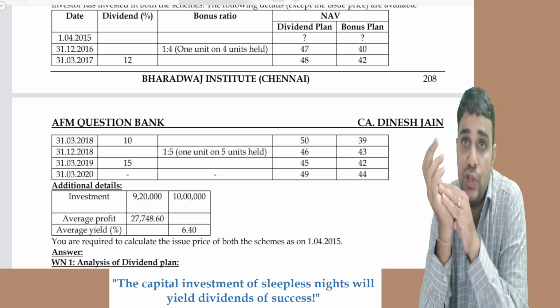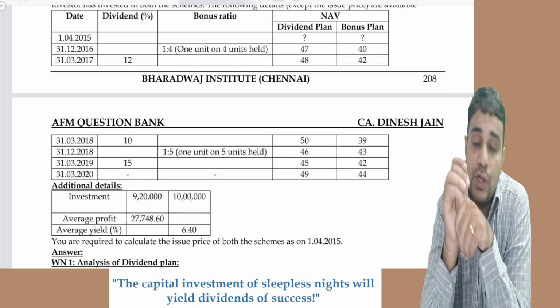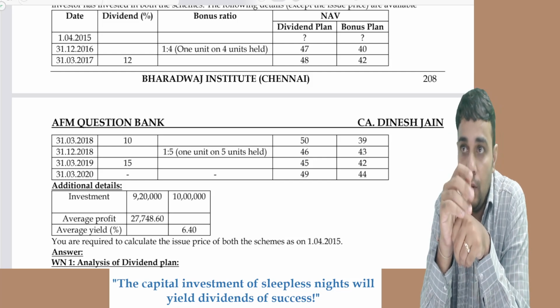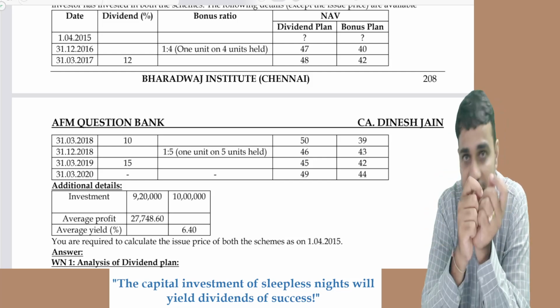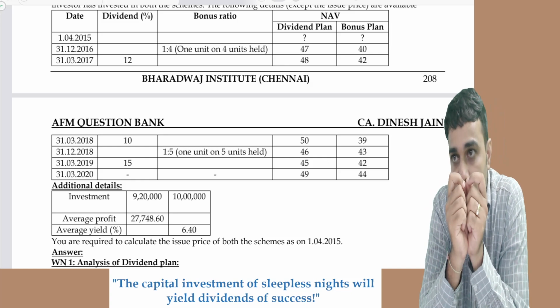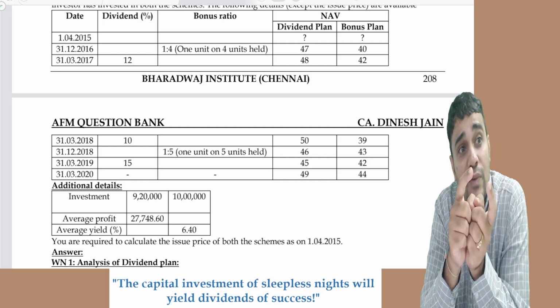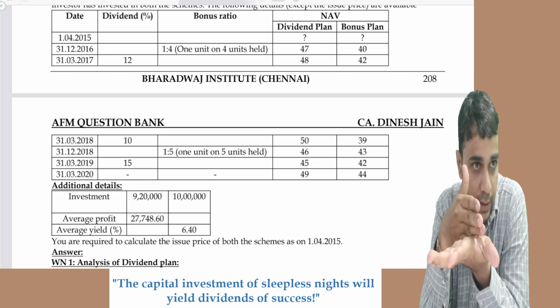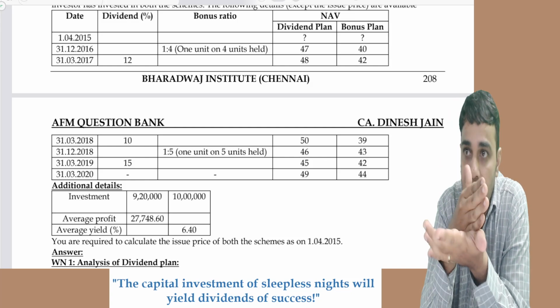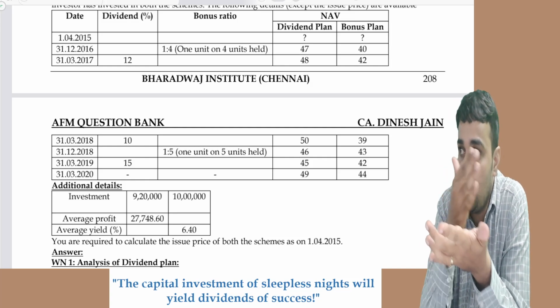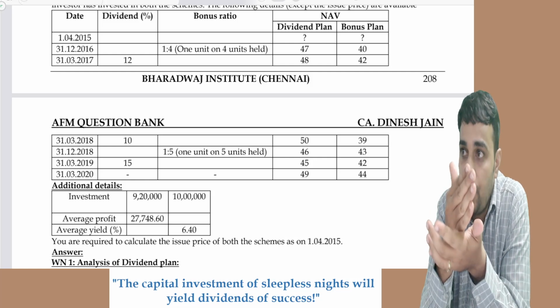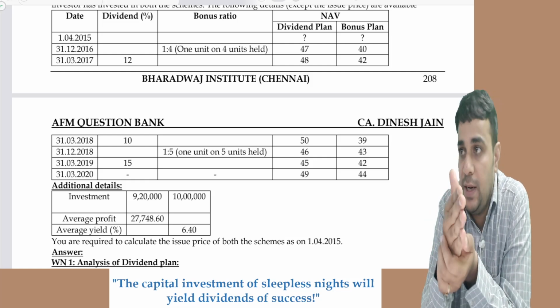First, I have to get closing units. For getting closing units, I need closing value. Closing value is equal to closing NAV into the closing units. And closing value is opening investment plus the profit. They have given profit in the question. They have said investment 9,20,000.